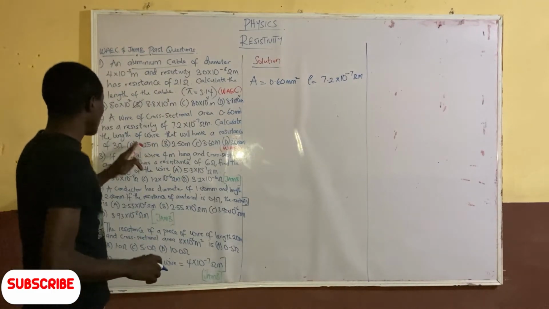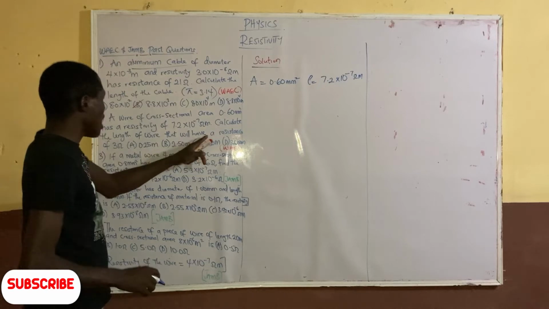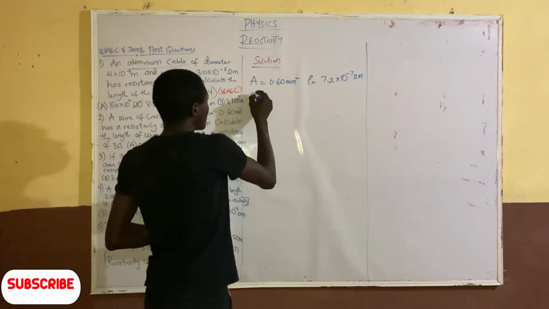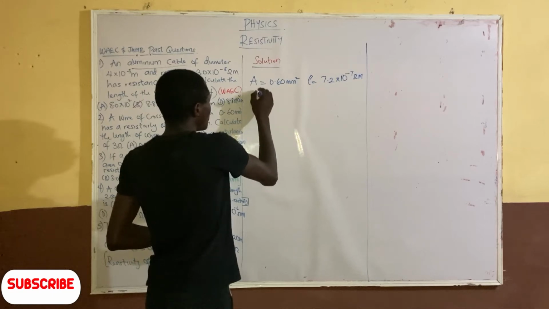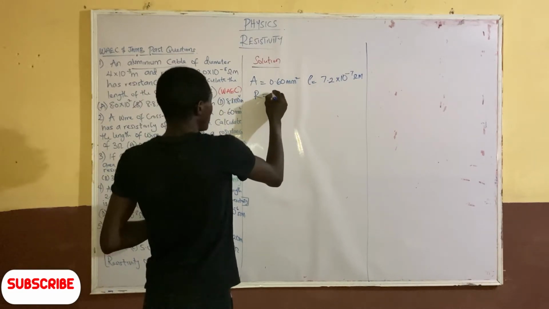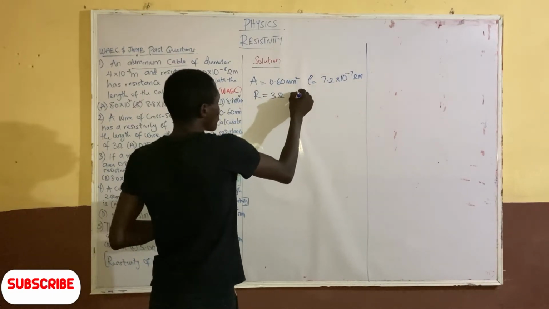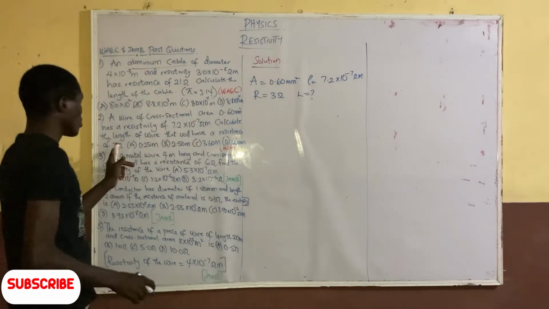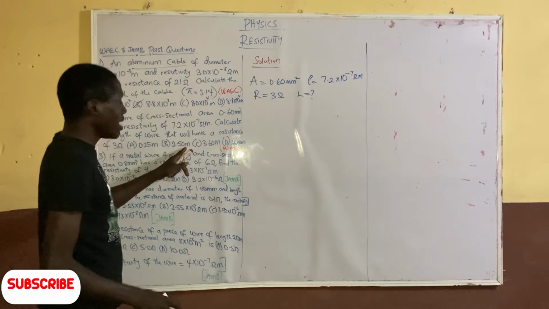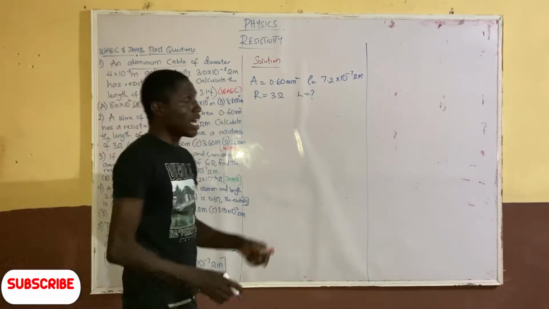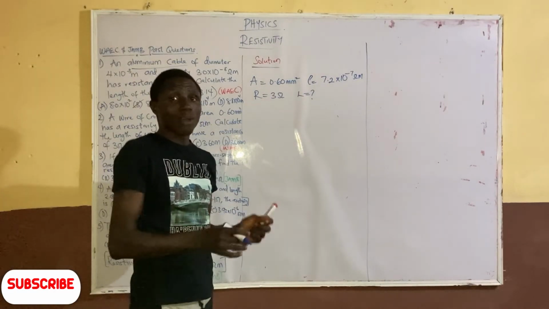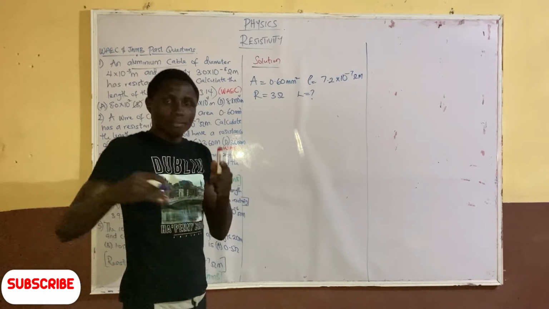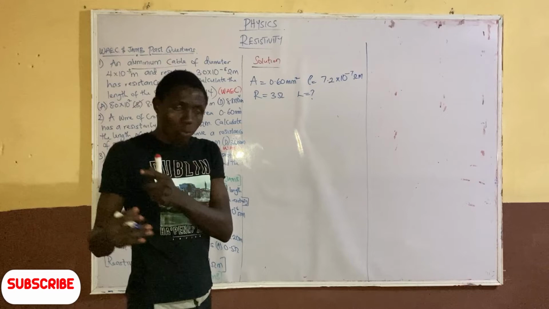We have to calculate the length of a wire that will have a resistance of R equal to 3 ohms. Now the length of the wire is in meters, and the area is in millimeter squared, meaning that we have to convert the millimeter squared to meter squared.